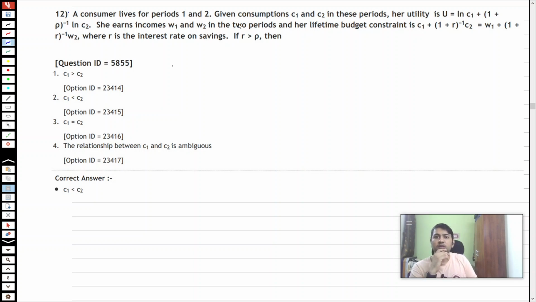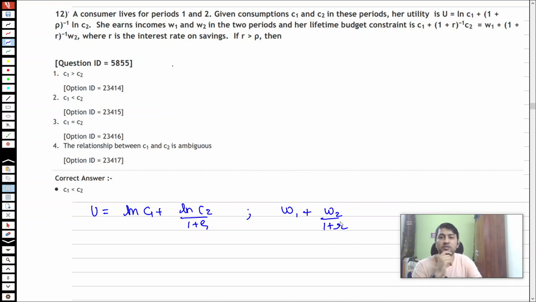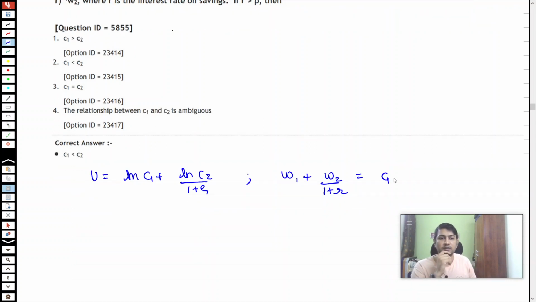Now in question number 12, we have a consumer who is living in an intertemporal utility maximization problem. So the utility function of the consumer is log of C1 plus 1 over 1 plus rho times log of C2. Her income is W1 in period 1 and W2 in period 2, and the rate of interest is R. So the budget constraint becomes W1 plus W2 upon 1 plus R, and this must be equal to C1 plus C2 upon 1 plus R.